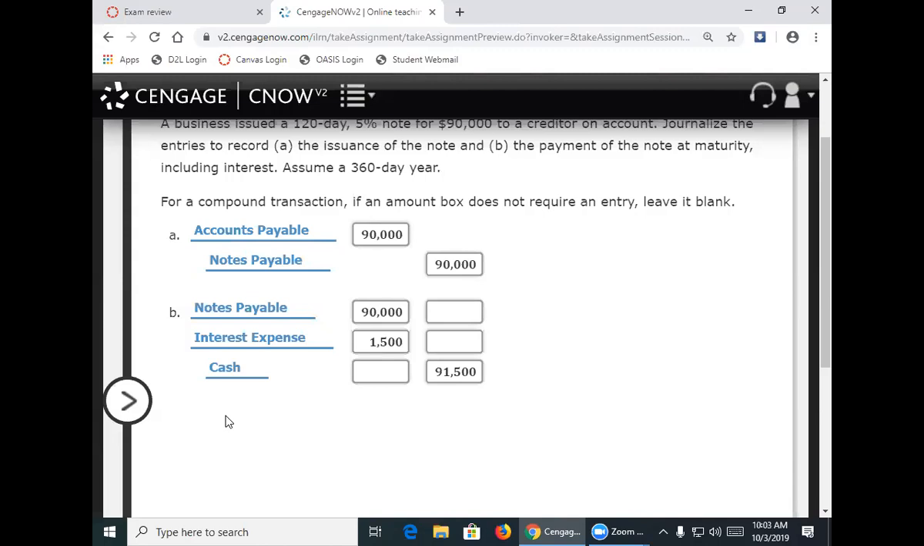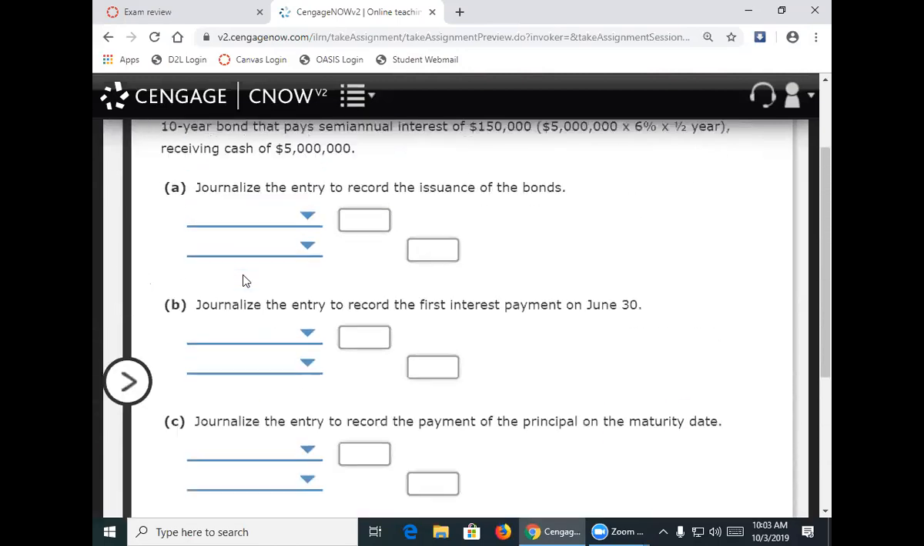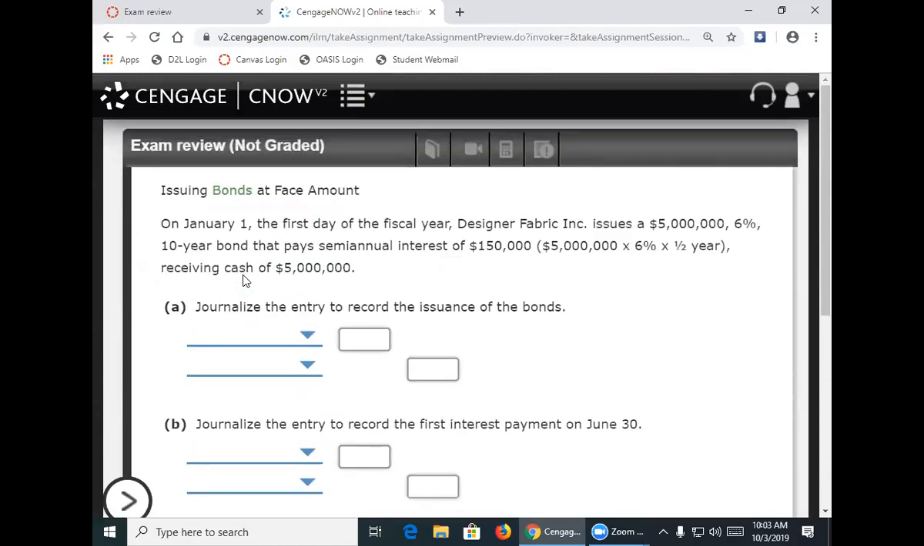Any questions on chapter 10? Okay, awesome. Let's get into chapter 11, the really fun stuff, right? So chapter 11, of course, was on bonds.